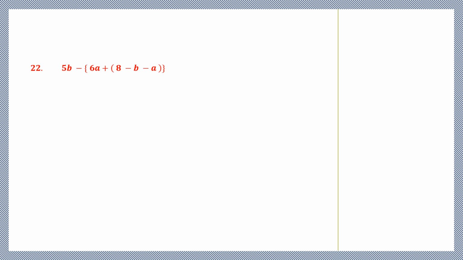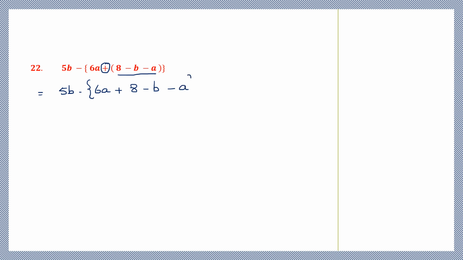Question 22. So here we have the curly brackets and the common brackets. So we're going to remove the common brackets first. So we have to simplify what is inside. So we'll begin by writing 5b minus curly bracket 6a. Before removing the common bracket, see the sign before that, it's plus. So no change in any of the terms inside. So plus 8 minus b minus a.